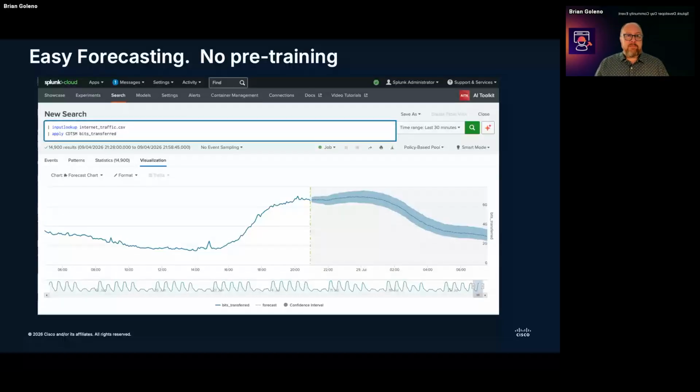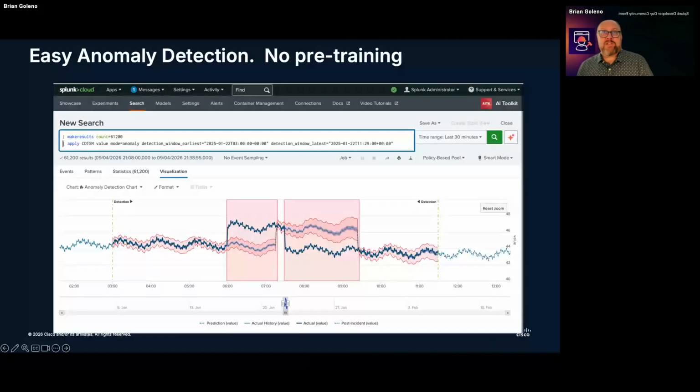Mode equals anomaly. You get a visualization like this, right? This is a brand new visualization for anomaly detection. Again, really enriching the anomaly detection capabilities of the platform. And so here you can specify up to a 24-hour period where you want to identify anomalies. This is that case where we look back for an RCA type of situation.